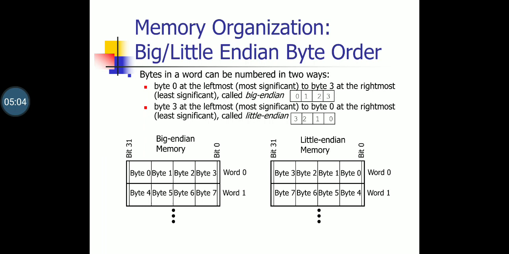Okay, so the memory organization can be represented with two orders. One is the big Endian byte order and the next is little Endian byte order. Often Intel uses this little Endian byte order. So what is this big Endian byte order? In the sense, in big Endian, byte 0 will be at the leftmost, that is the most significant, and byte 3 at the rightmost.